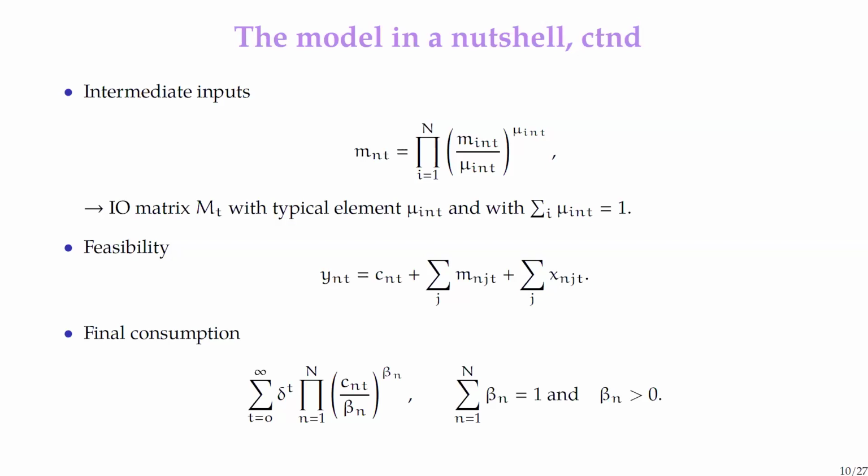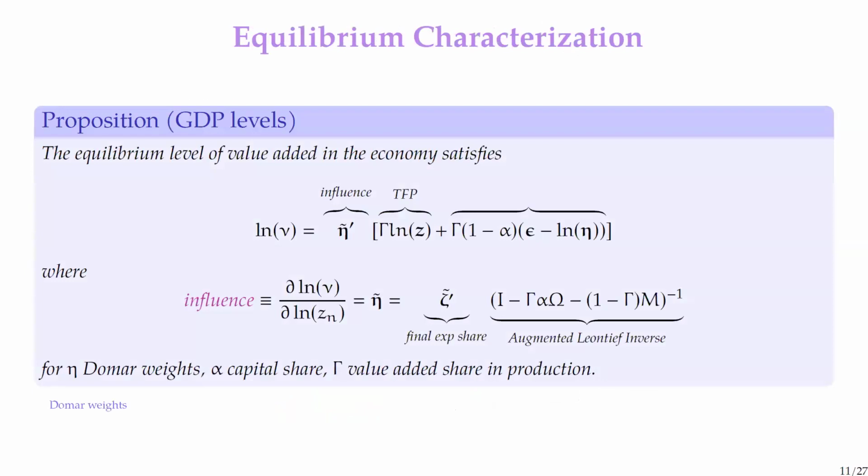And finally, we have a final consumption that is characterized by a household with a Cobb-Douglas type of utility, so the value-added expenditure shares will sum to 1. So let me characterize value-added in equilibrium in this economy.